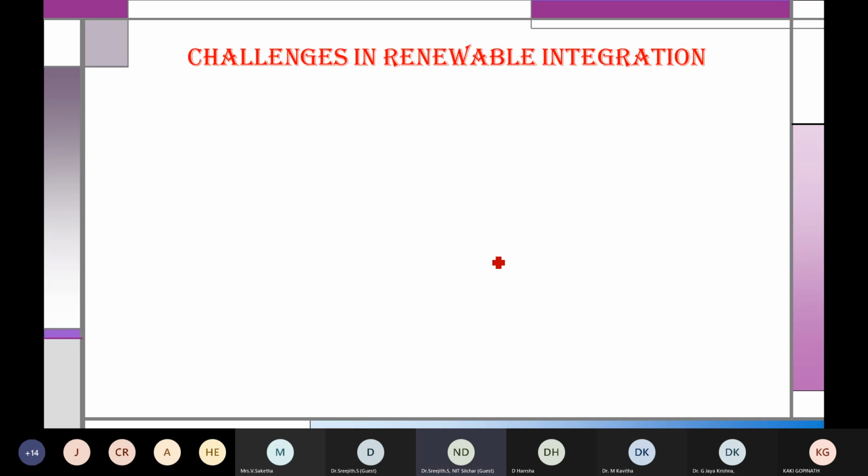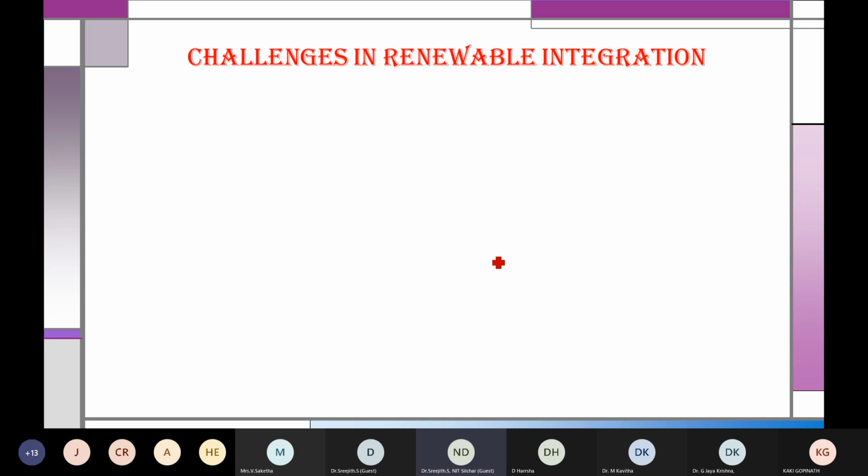Okay, and another thing is harmonics. Whatever renewable energy sources we study, everything comes with power electronics. If I take solar, it has a DC source, and you have seen the number of components, right? You have a DC to DC converter, you have an inverter. Whenever you have a power electronic switch inside, then harmonics will be there automatically, right? So a lot of harmonics issues will be there when you go for these renewable energy sources. Okay, so integration is a problem. Harmonics is another issue.